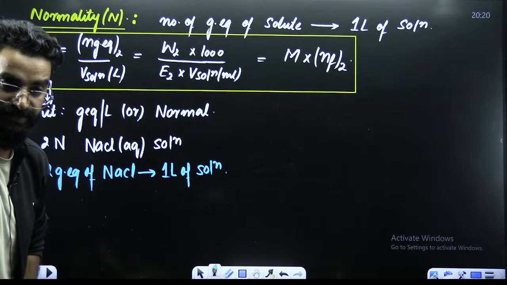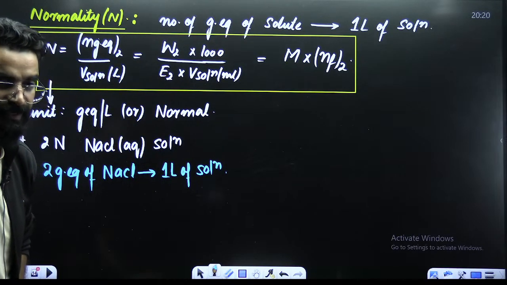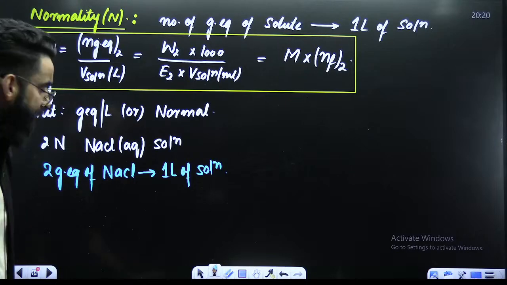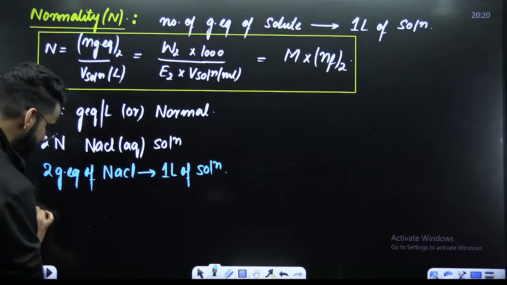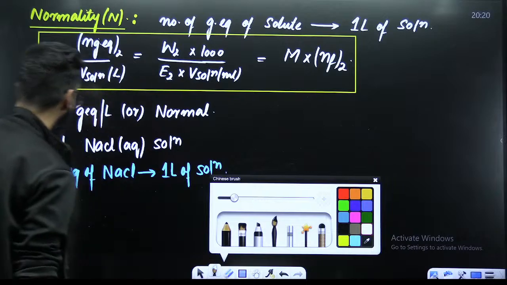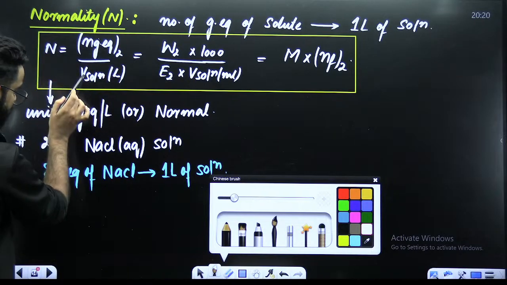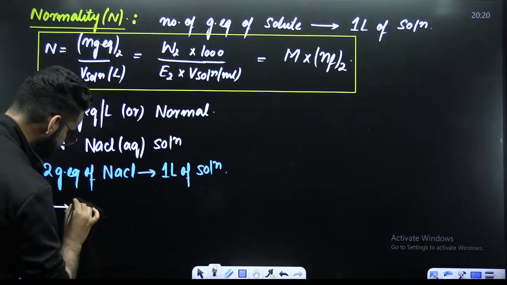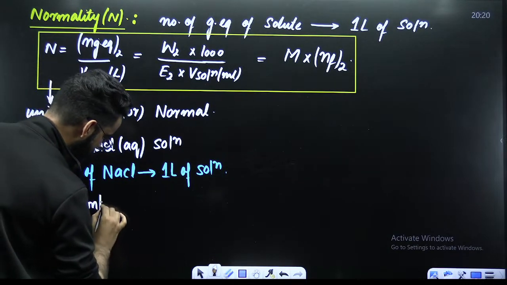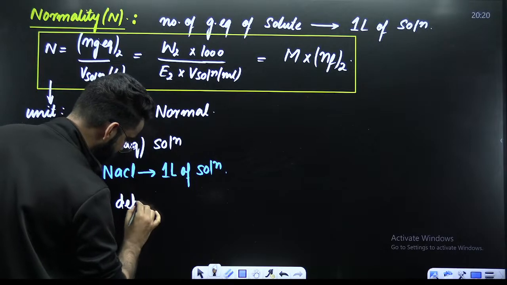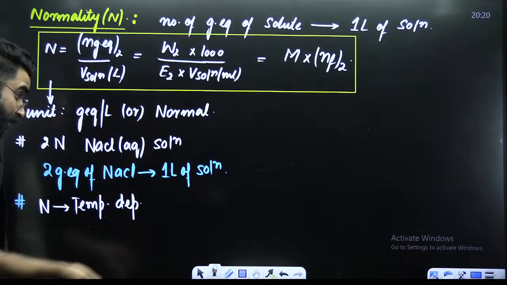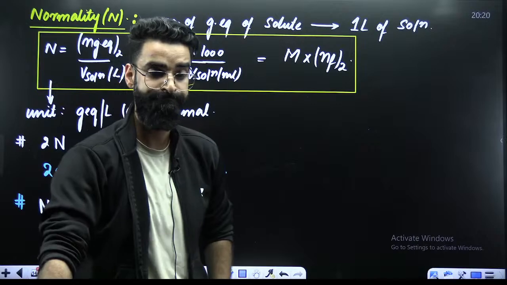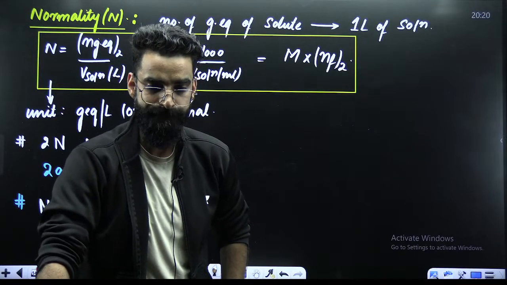I believe I'm clear with this, right? If I ask you, is normality temperature dependent or independent? What do you think? Since normality depends on volume, and volume depends on temperature, your normality becomes a temperature dependent concentration term, because normality is dependent on volume and volume itself is dependent on temperature. Okay?